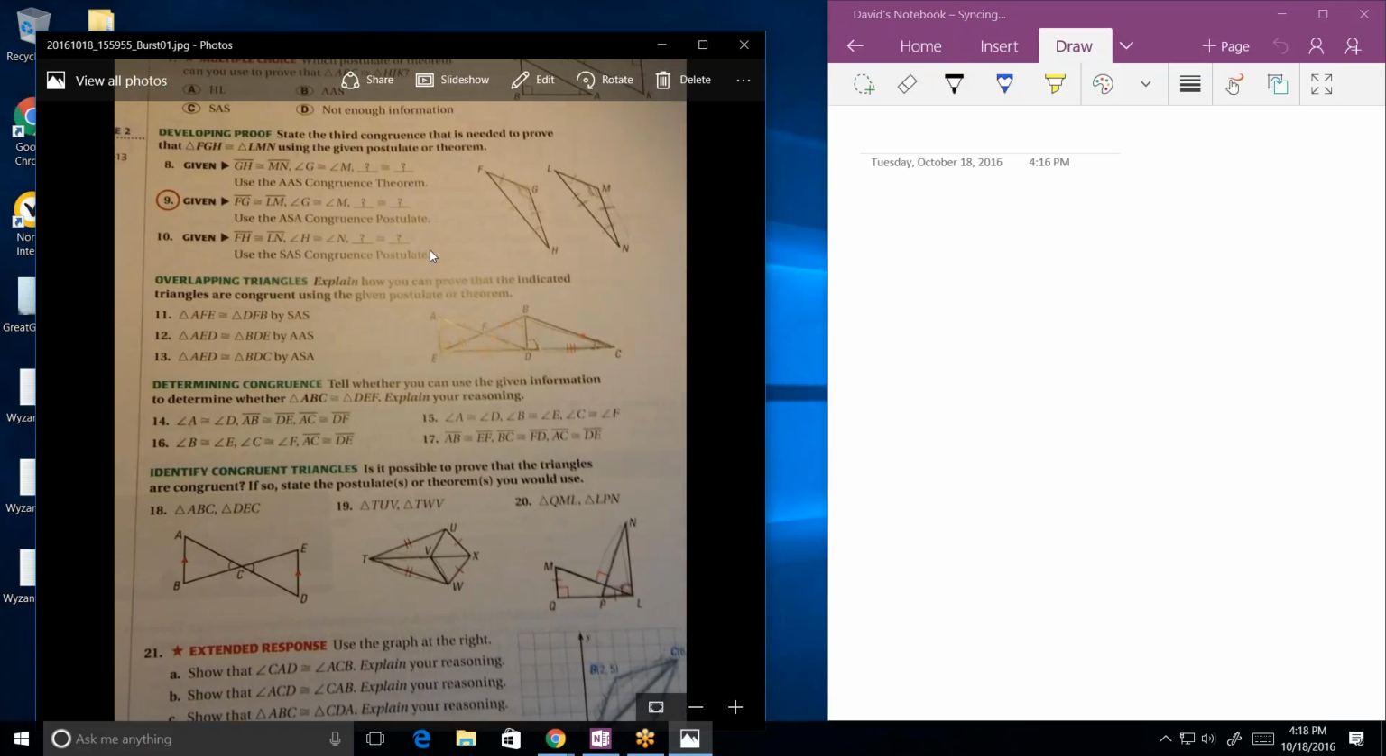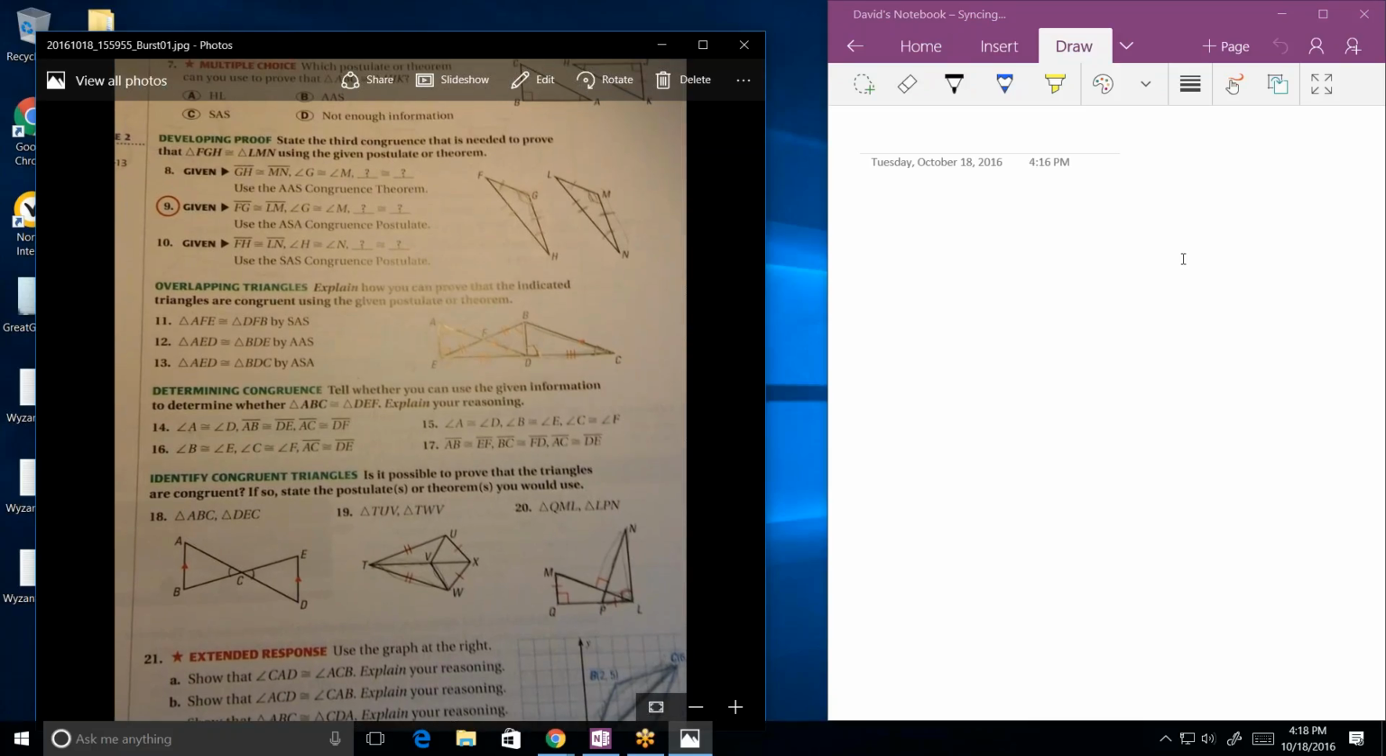All right. So what are we looking at here? We've got GH is equal to MN, so that's a side. Yep. Angle G is equal to angle M. Using the AAS congruency theorem, what else do we need?